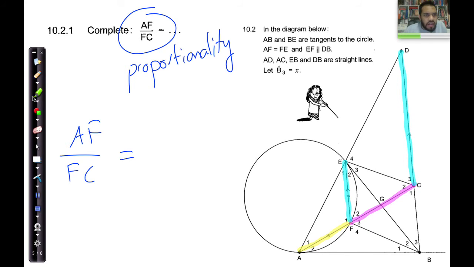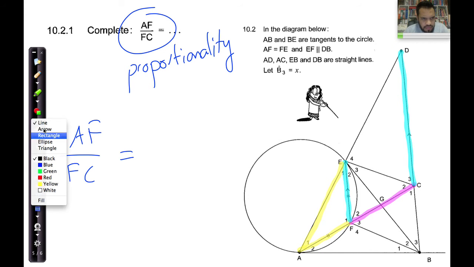I'm going to give you a hint. That was AF by FC, so going with AF, this is going to be the one. It's going to be AE. That's the corresponding one that goes with AF. Just look carefully. And what corresponds with FC, that's proportionate to FC, is going to be ED.